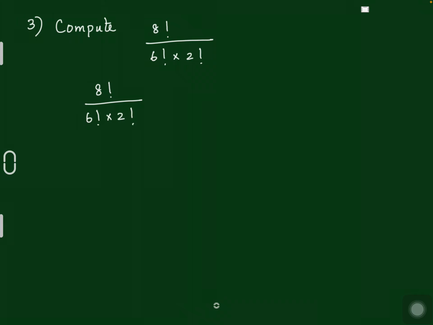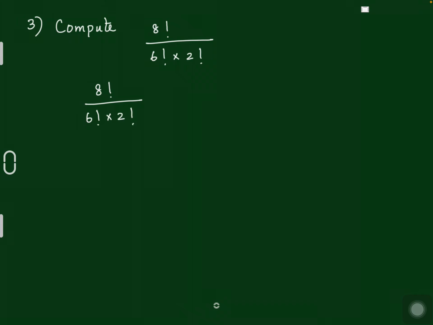So, let me continue the third sum, that is compute. Compute means you have to find the value of 8 factorial by 6 factorial into 2 factorial. We have to find 8 factorial divided by 6 factorial into 2 factorial.